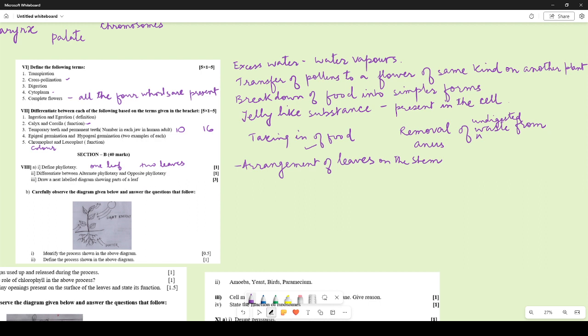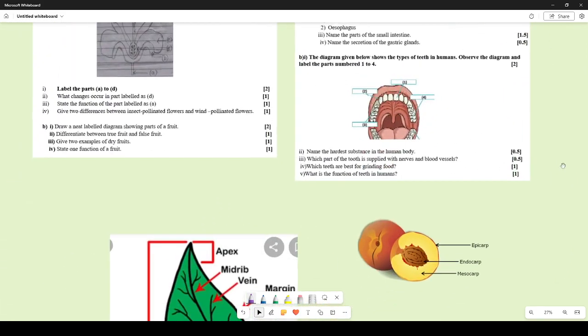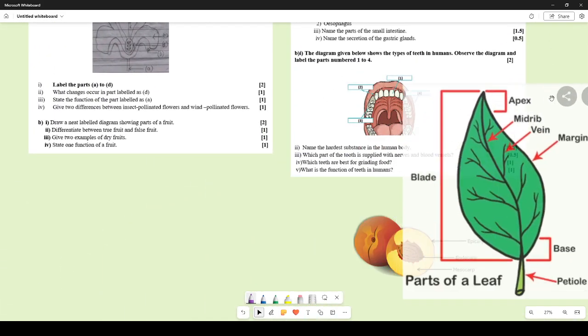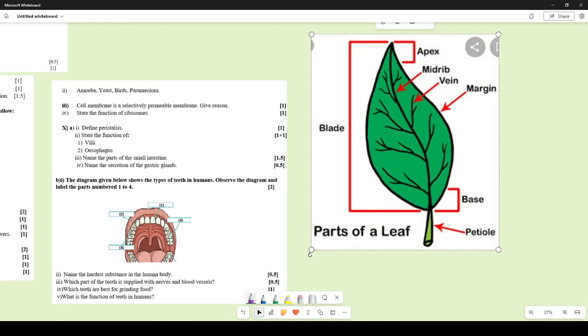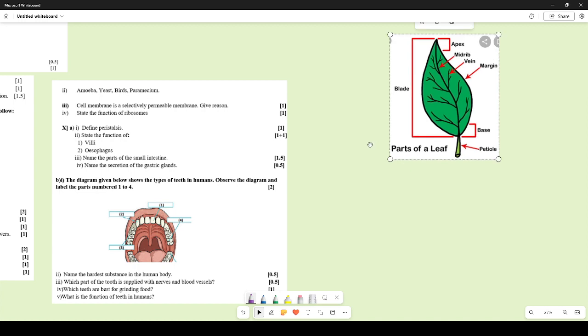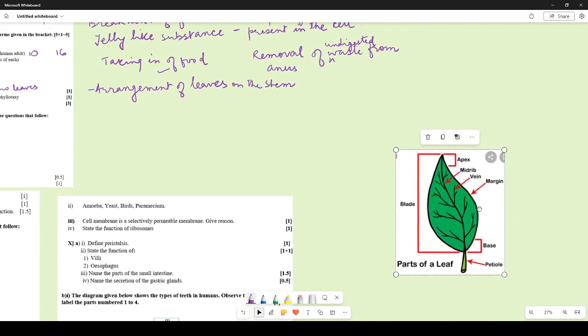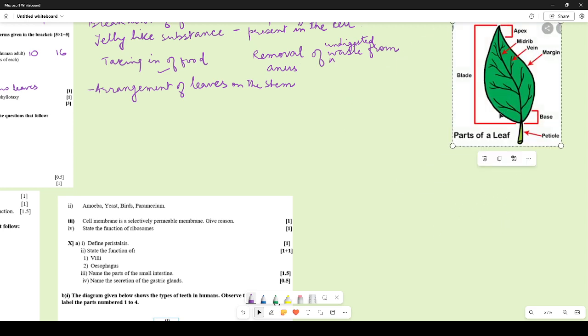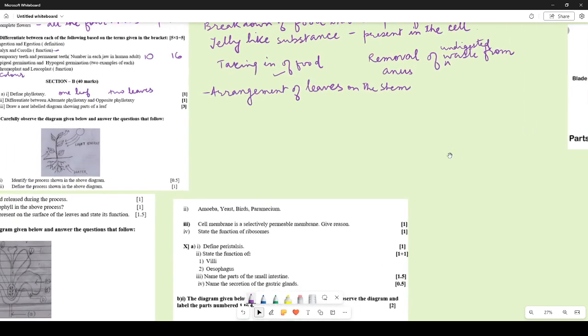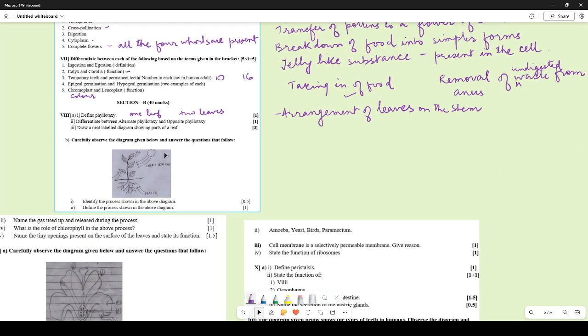Draw a neat and labeled diagram showing parts of leaf. Now all that you needed to do over there was pick up a diagram like this. Draw a diagram simply like this, where it is showing the apex, the midrib, vein, margin, base, petiole and leaf plate. That's all. If you have drawn this type of a figure, then you will get full marks on that. Otherwise, if parts are missing, accordingly the marks will be deducted.